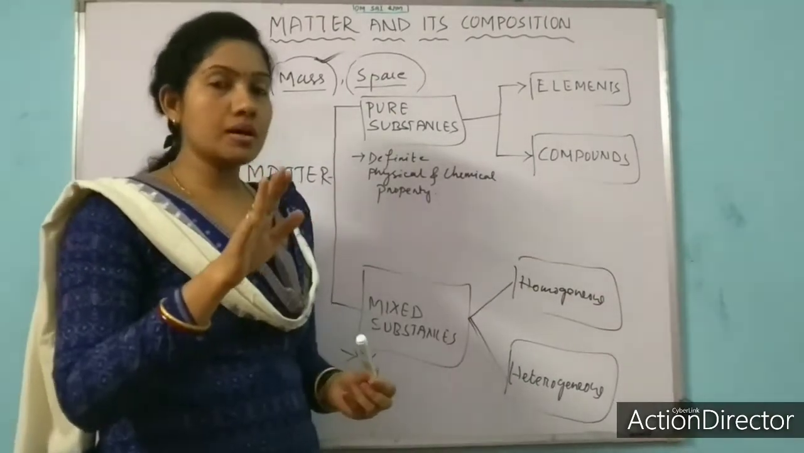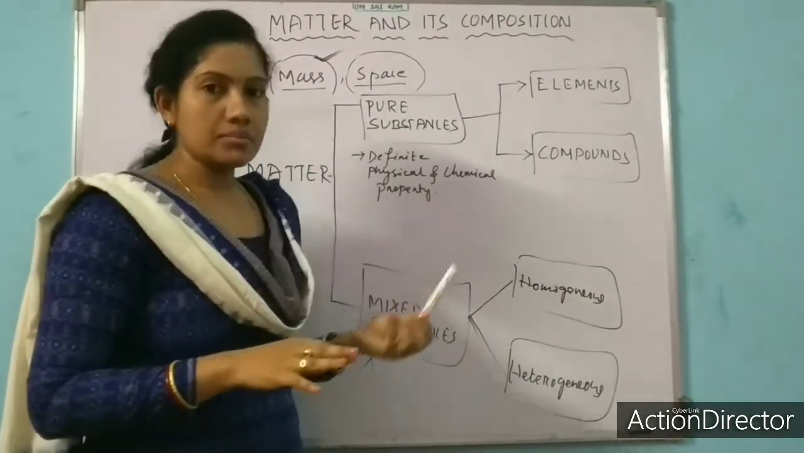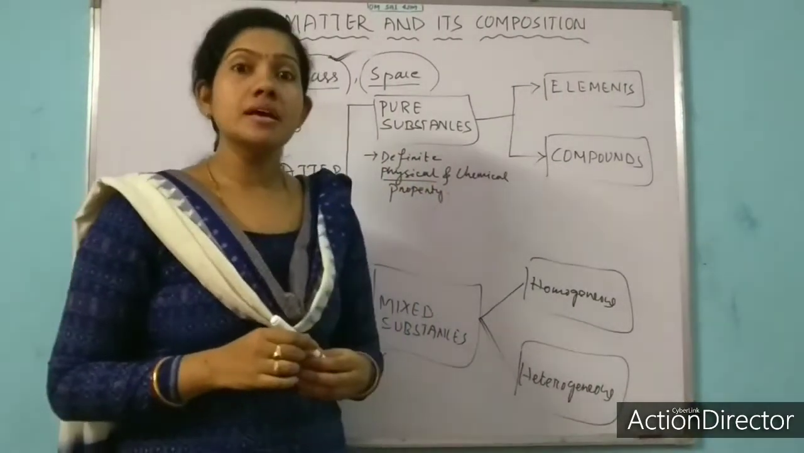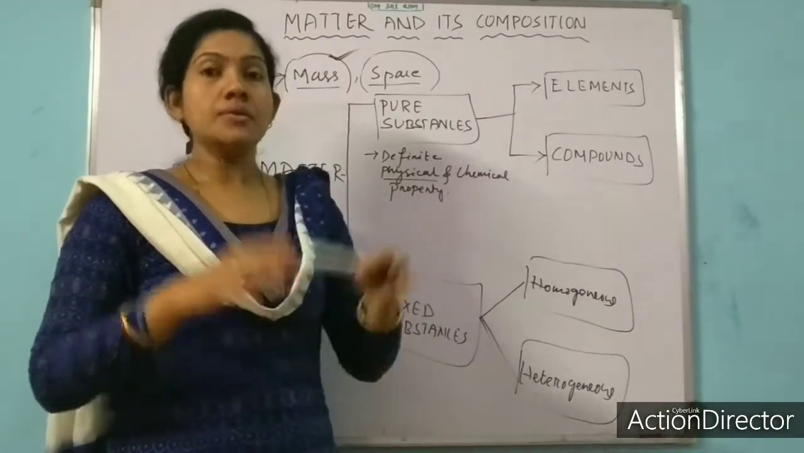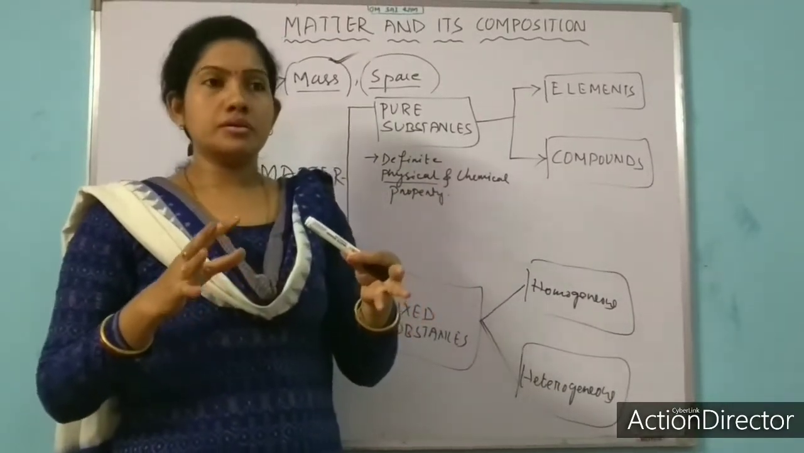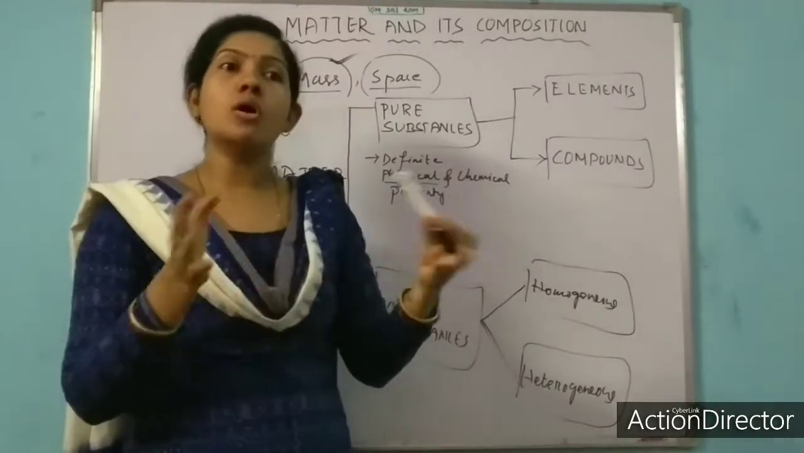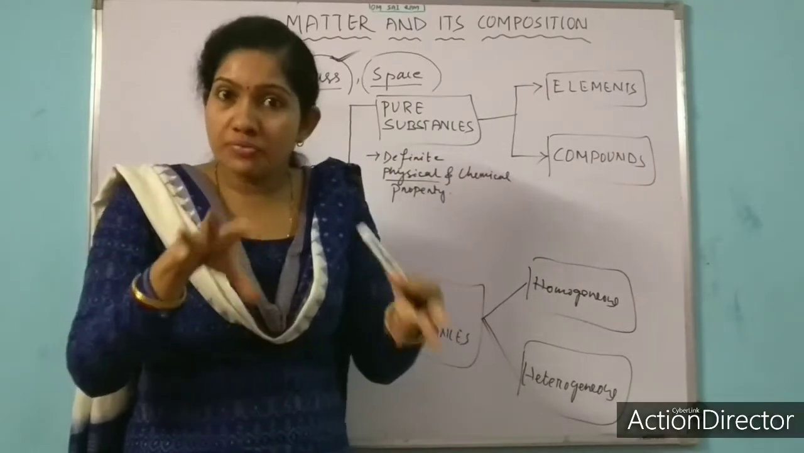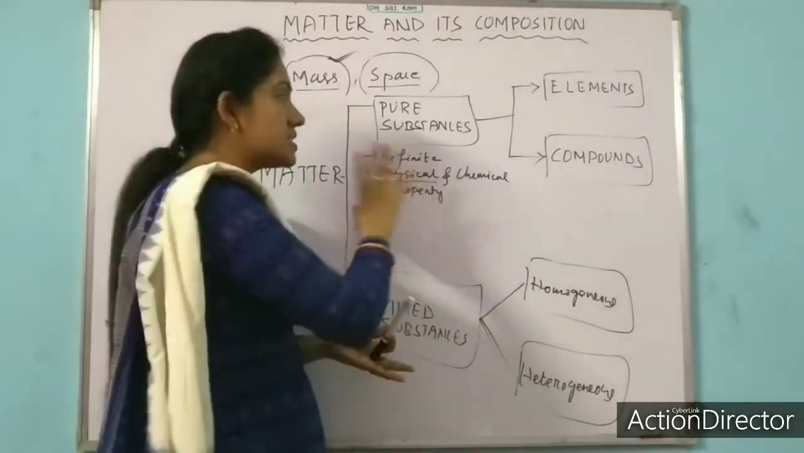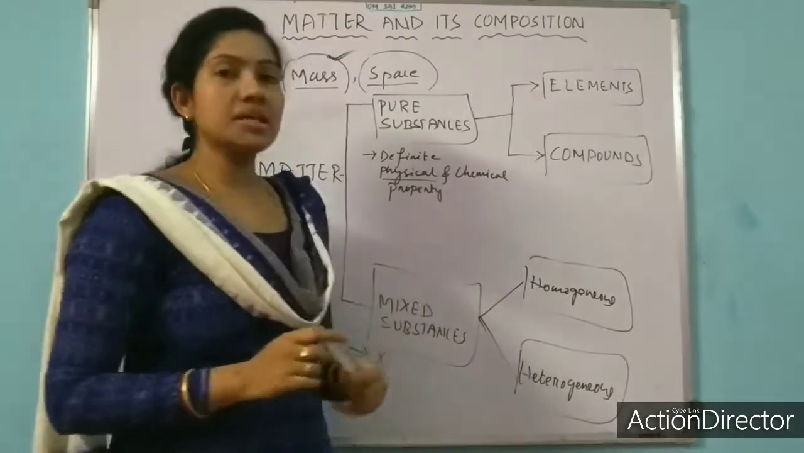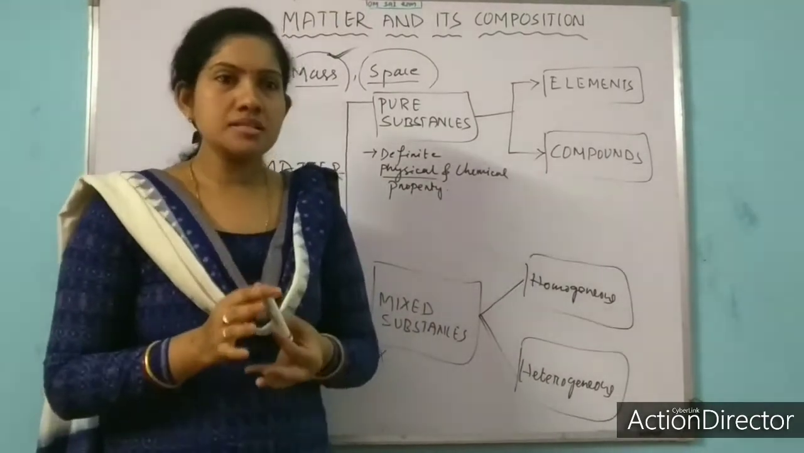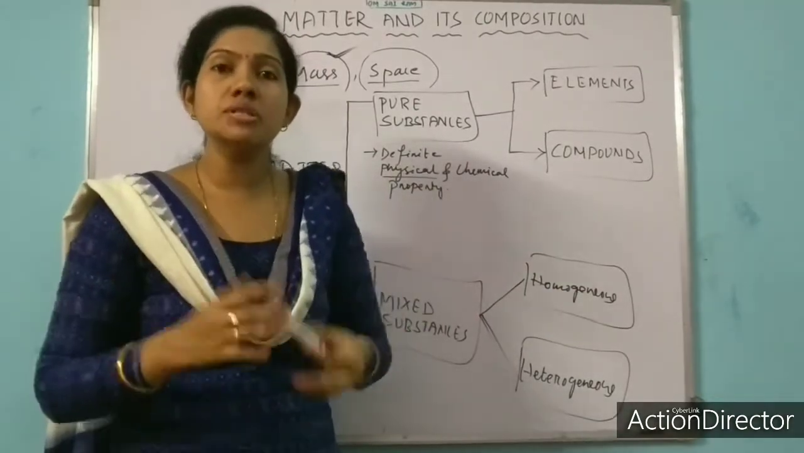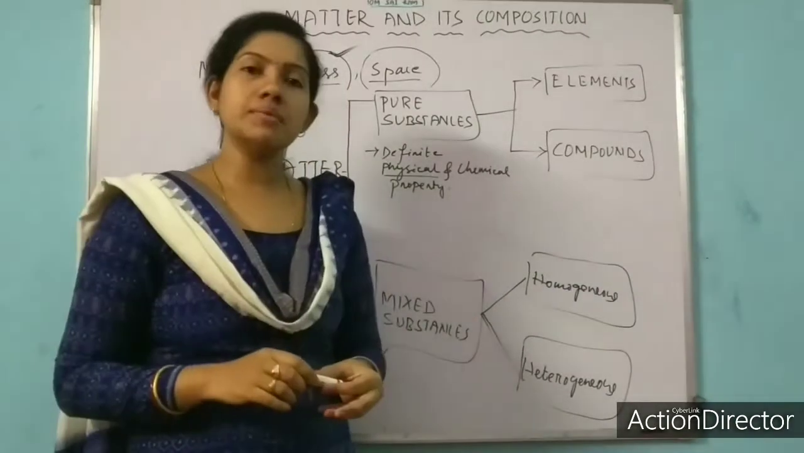Do not worry, I will discuss physical and chemical properties again. So what do you mean by physical property? Physical behavior means its appearance. Whether it is cold or hot, how it is looking, what is the appearance of that substance, we call its physical property. What is chemical property? Chemical property means how it is behaving with other substances, how it is reacting with other substances.